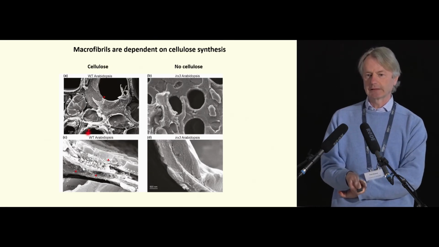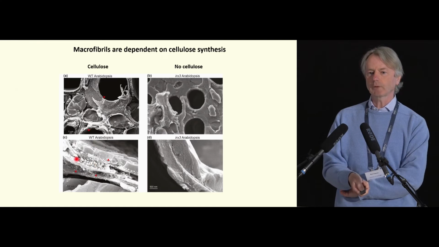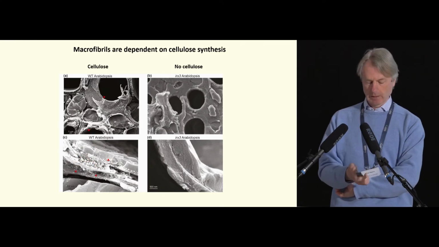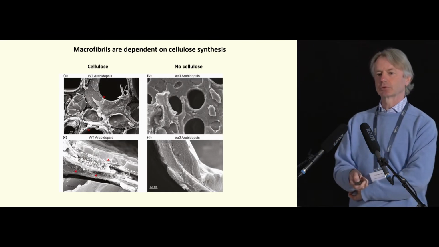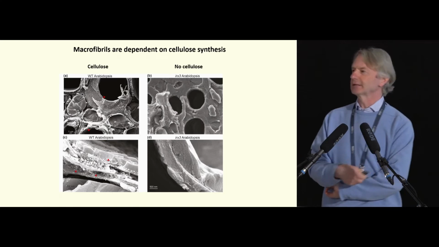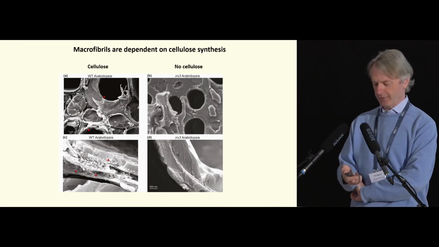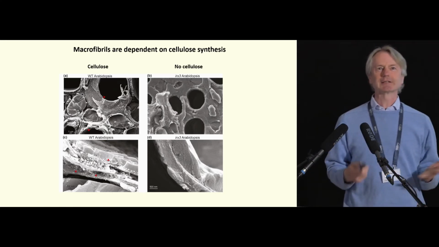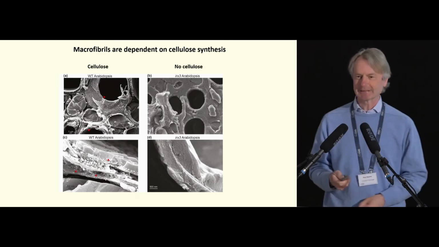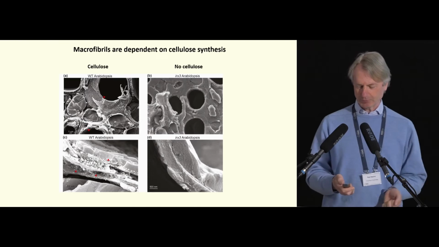And here you can see these structures. Lots of points where we've broken off these bundles, which are about 20 nanometers across. And in the cellulose deficient mutant, the walls are amazingly smooth, so there's nothing there. So not really surprising, I suppose. These things really are bundles of cellulose, and their cellulose is necessary to make them. But that proves the principle.